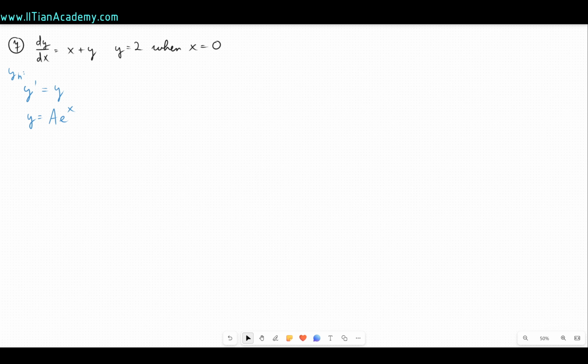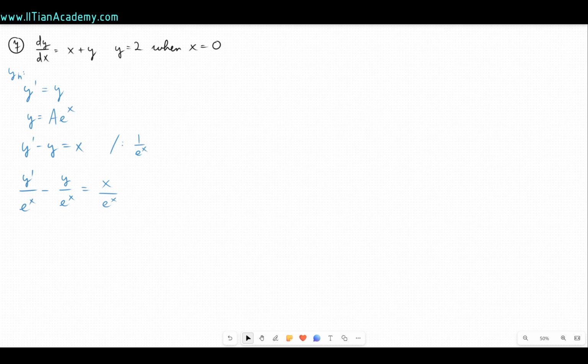So what we need to do now is we have this equation y prime minus y is equal to x. So that's from the original differential equation. We can divide down both sides by e to the x, so we multiply with 1 over e to the x. So what we have here is y prime over e to the x minus y over e to the x. This is equal to x over e to the x.